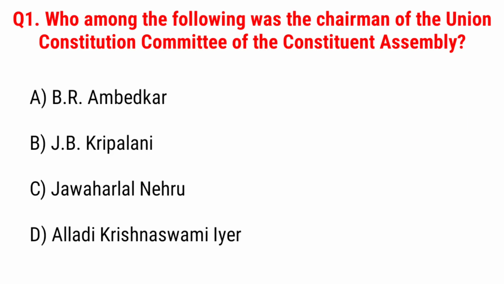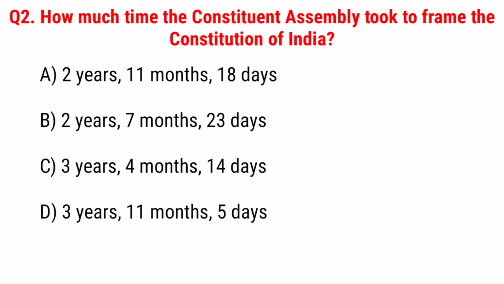The first question, who among the following was the chairman of the Indian Constitution Committee of the Constituent Assembly? Option A, B.R. Ambedkar, B. J.B. Kripalani, C. Jawaharlal Nehru, D. Alladi Krishnaswami Iyer. Right answer will be the option C, Jawaharlal Nehru.